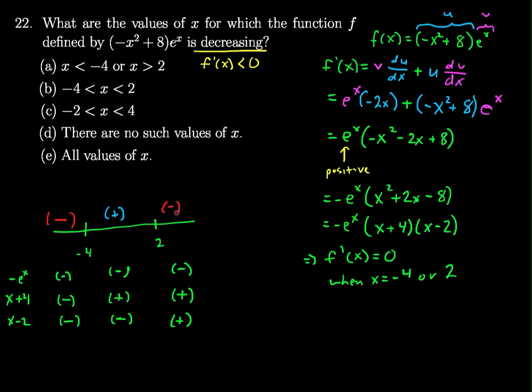And that means that f prime is less than 0 on this interval where we are less than negative 4, on the interval from negative infinity to negative 4. And f prime is less than 0 also over here from 2 on up to positive infinity. So my answer here is when x is less than negative 4 or x is greater than 2. Answer choice A.